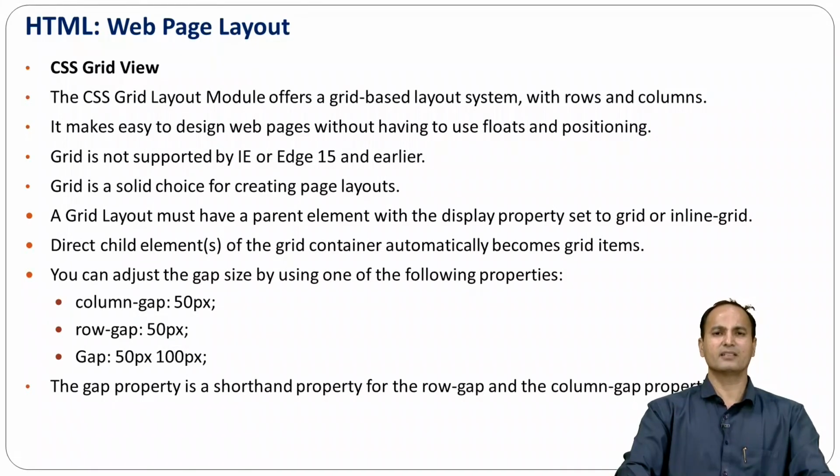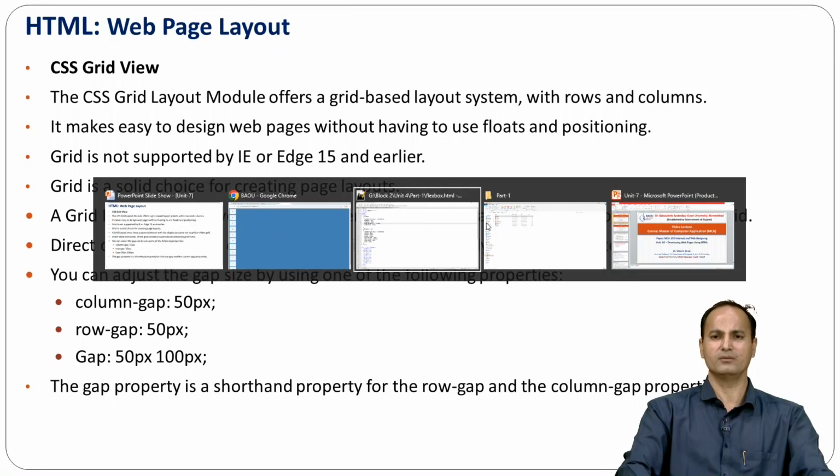You can adjust the gap size by using one of the following properties: column gap, row gap, whatever you want. You can specify the value in pixels. And gap, that is row and column, is a shorthand property for both the previous properties, column gap and row gap. You can specify it based on your requirement. So, let's talk about CSS grid view through a practical example.